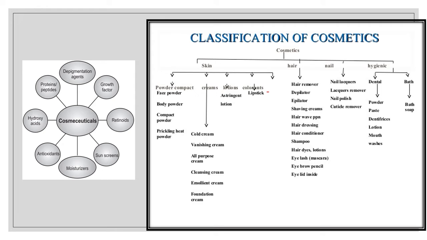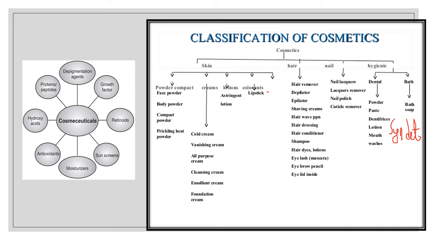Next up we have nails. For nails you have cuticle products, base coat, nail polish, nail lacquers, nail polish remover, lacquer remover. When we speak about hygiene, we have soaps. Soaps could be either syndet bars or bath soaps. Syndet bars basically consist of a lesser amount of alkalinity and the pH is very close to the skin. With dental, you have toothpaste, tooth powders, that is dentifrices, mouthwashes, lotions, etc.